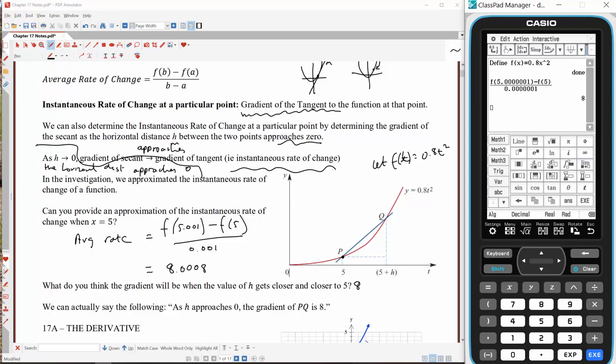All right, so getting closer and closer and closer. And it's only actually hit 8 itself there because of rounding, and the calculator just can't process these. But we can actually say the following.